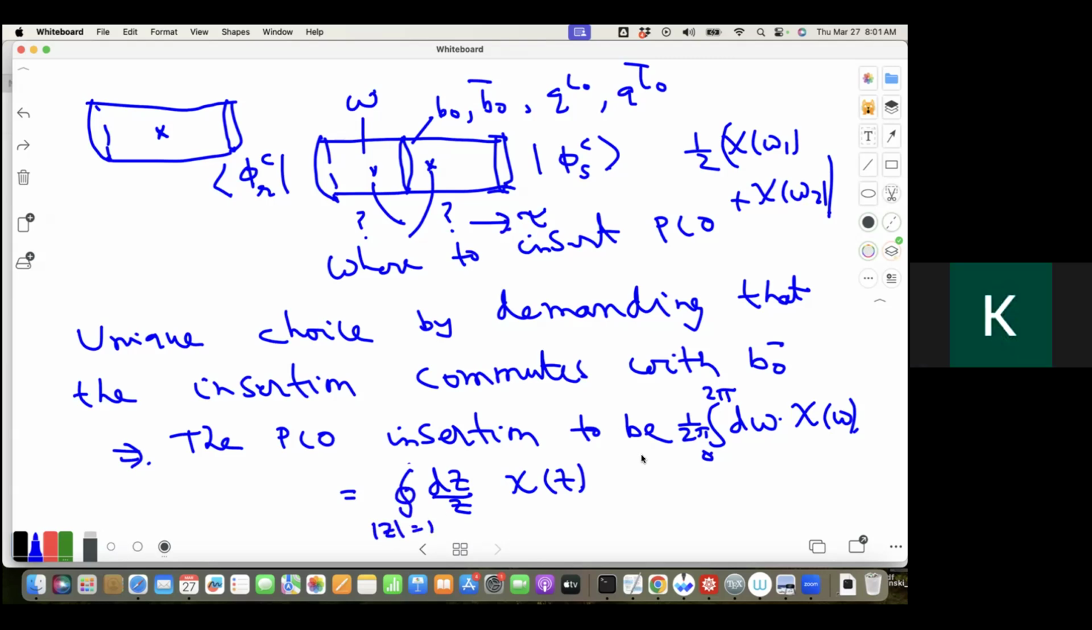Could you remind me of the dimension of chi, the primary? Chi is dimension 0. That's why, converting from W to Z, you don't have to put any factor. It's a dimension zero operator.